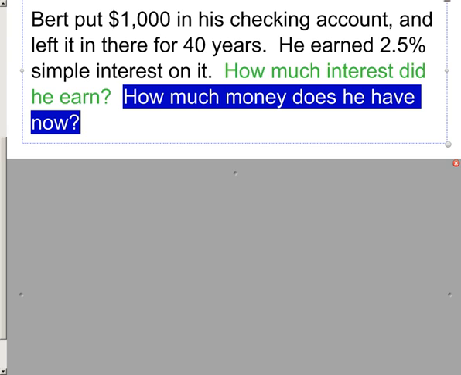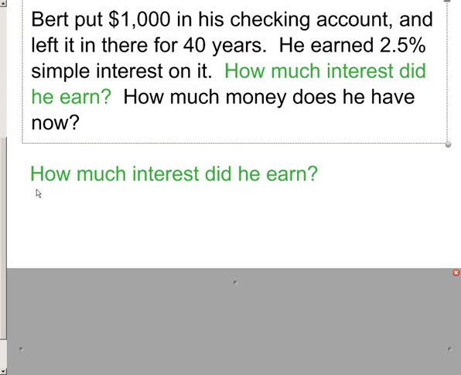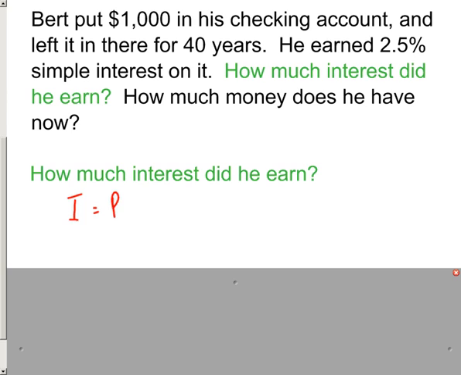How much interest did Bert have? So I'm copying this green question down right here so we've got a little bit of space to look at it. You know, you start out with the simple interest formula, I equals P times R times T. The principal is the $1,000. The rate is 2.5%, and I need to take this and make it to a decimal. So it's going to be 0.025, and the T is going to be time, and so that would be 40 years. And so we'll times that by 40.